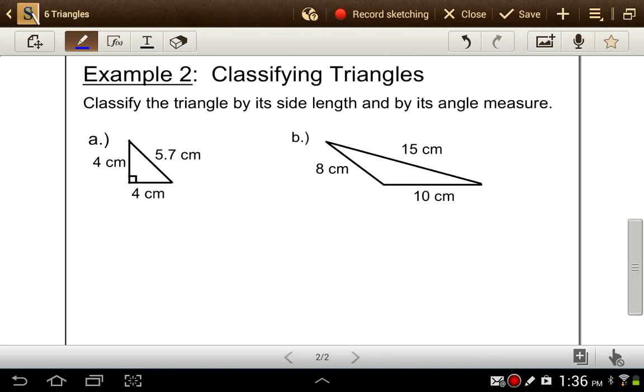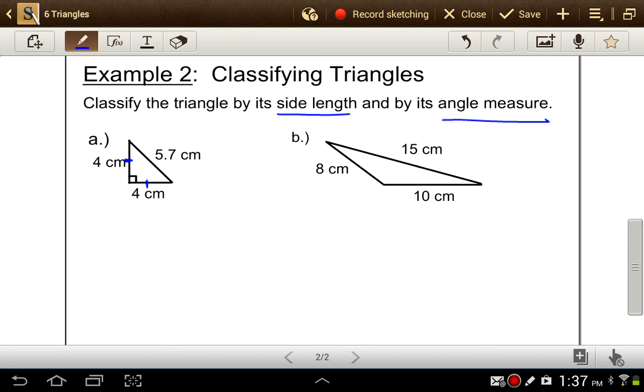Okay? Example 2 here, just classifying triangles. I want you to classify the triangle by its side lengths and by its angle measure, so you must have two answers here. Okay? When I look at the first one here, I'm going to go by side length first. I'm going to look at the side lengths, and I actually have a 4 centimeter there and a 4 centimeter there. Now notice I put those little tick marks. Sometimes you will see those tick marks in there, and the tick marks are telling you that they are congruent.